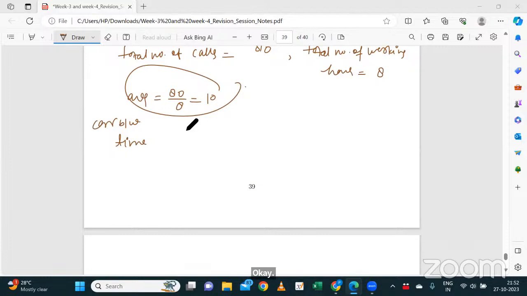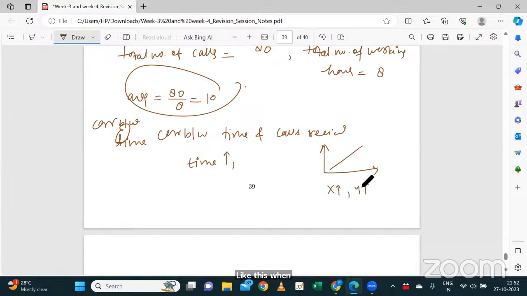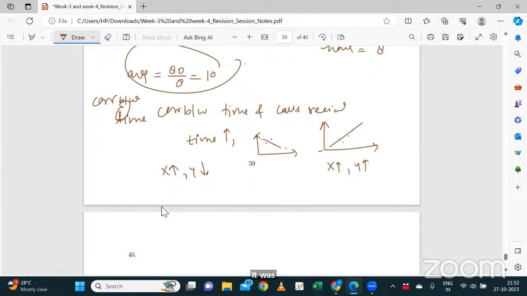So it's asking for the correlation coefficient between time and number of calls received, whether it's positive or negative. When will it be positive? When both are increasing, when x is increasing and y is also increasing. You will get negative if one is increasing and another is decreasing.